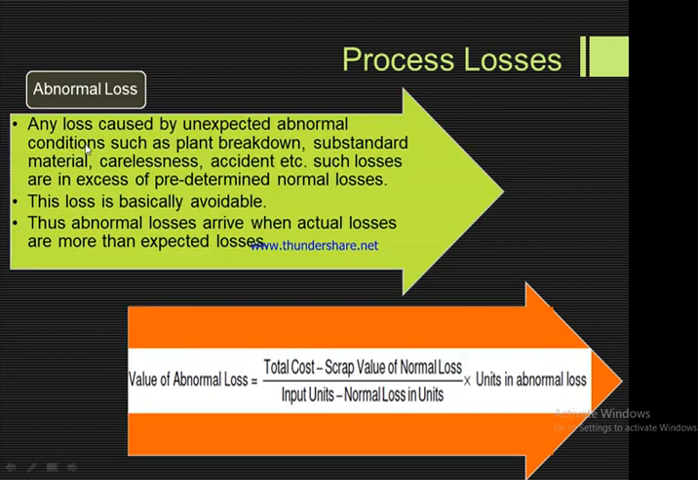Similarly, when we speak about abnormal loss, it is any loss caused by unexpected abnormal conditions such as plant breakdown, substandard material, carelessness or accident. Such losses are in excess of predetermined normal losses. Normally this may happen if the workers are not careful while handling the material, or sometimes because of a hurry-burry nature, or because the kind of material that they use itself is substandard.